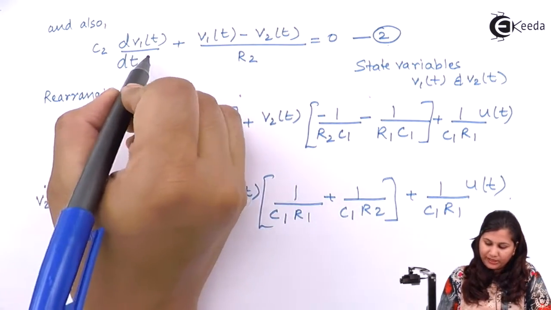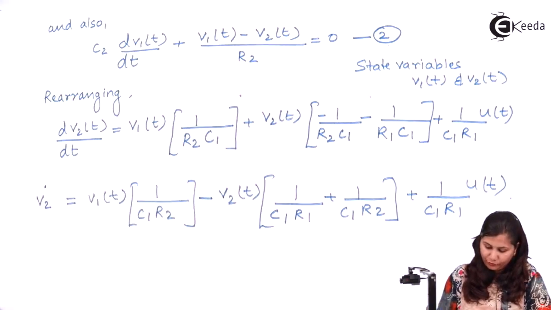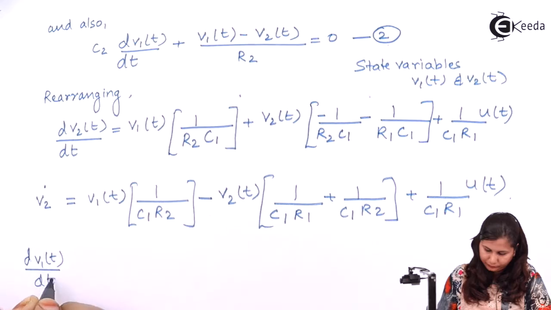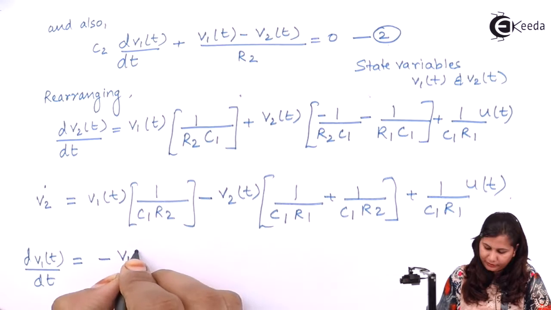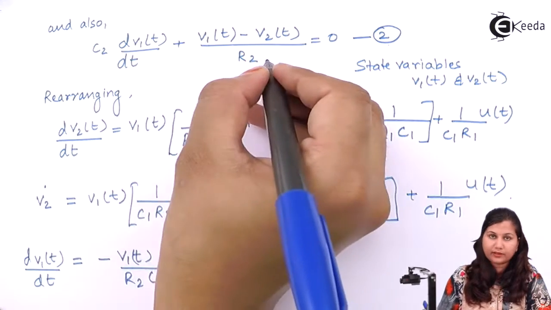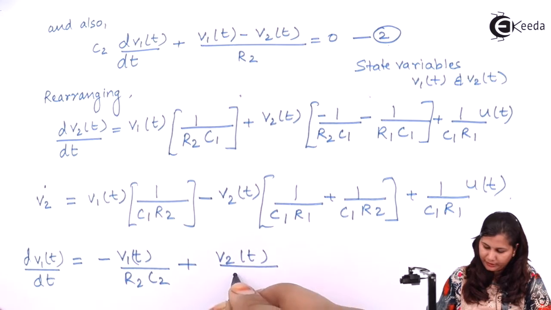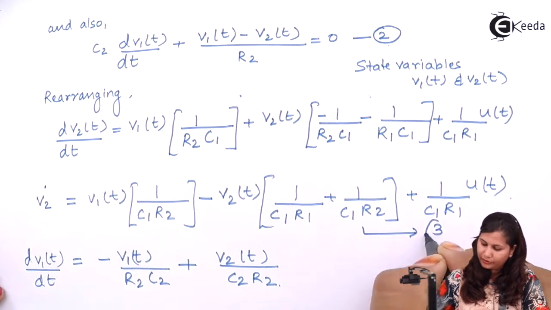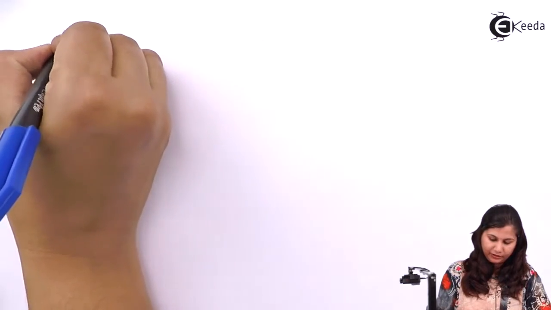Now from this second equation we can get the derivative of the state variable V1. So its value will be, this will go to the right hand side. So it will become minus V1(t) upon R2C2. This C2 will go in the denominator. Then this will become plus V2(t) upon C2R2. Okay. Mark this equation as third equation.